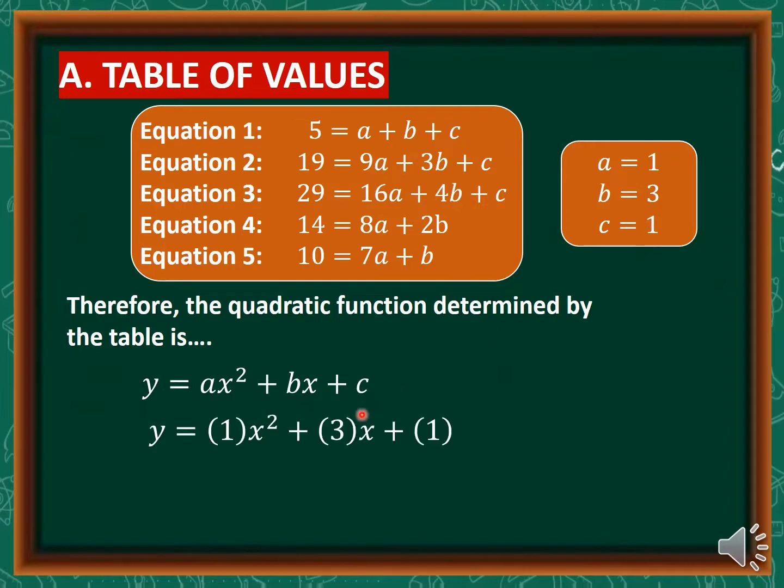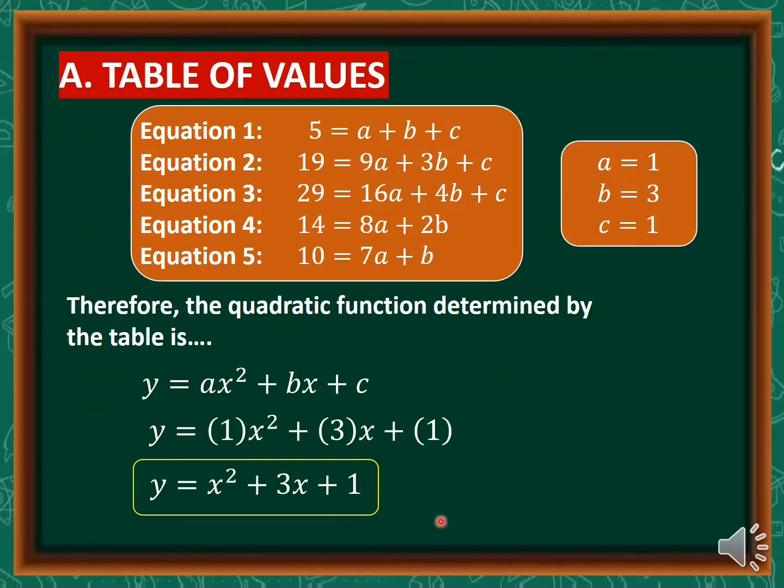Substituting the values, we have A is 1, B is 3, and C is 1. Simplifying, 1 times x squared, we have x squared. 3x, 3 times x, we have positive 3x. And positive 1 is equal to positive 1. So, alright, ayan, meron na tayong equation. So, this is now your equation or quadratic function given in that given table of values. We have y is equal to x squared plus 3x plus 1.